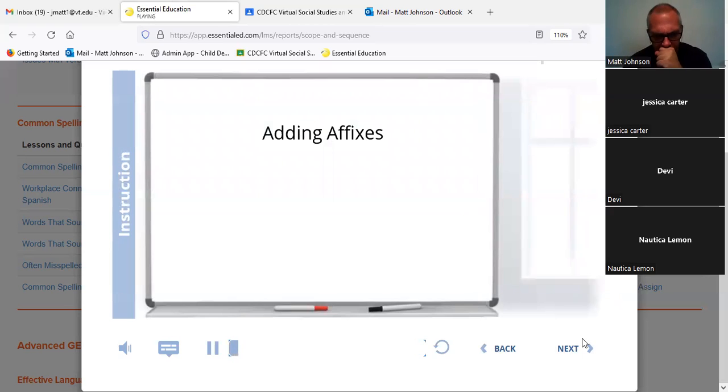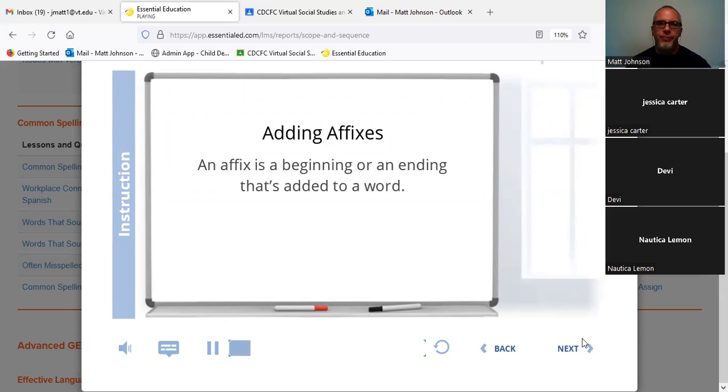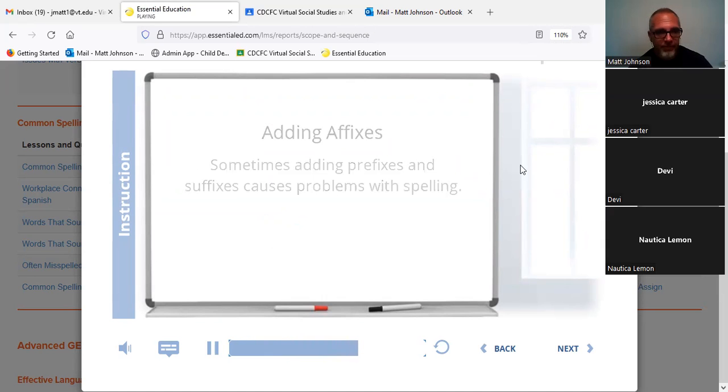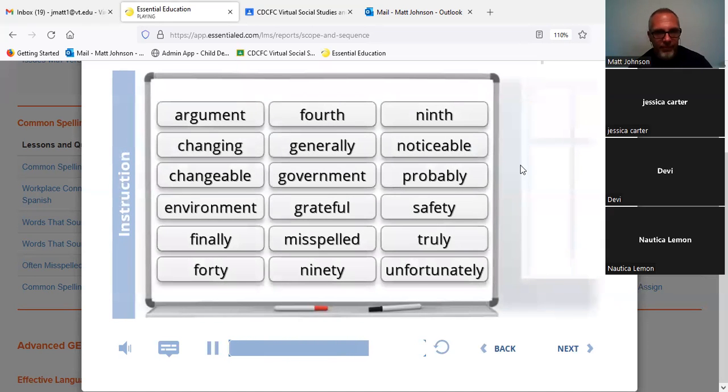Do you remember what an affix is? It's a beginning or an ending that's added to a word. A beginning affix is called a prefix, and an ending is called a suffix. Sometimes adding prefixes and suffixes causes problems with spelling, especially if the word changes in an irregular way when there's an affix. Click on each word to learn its meaning and see how the affix affects the spelling. So we'll go through just a few of these.